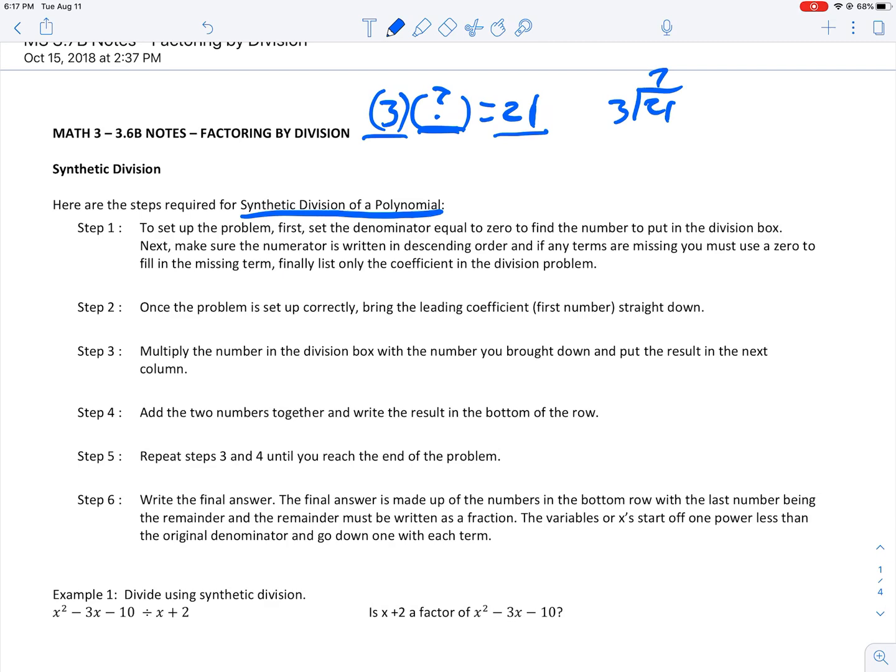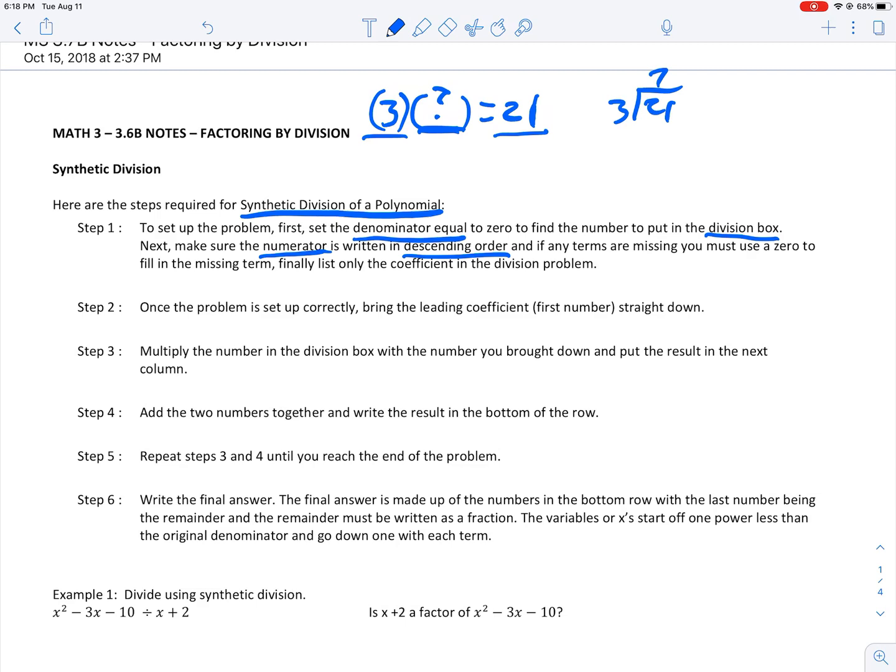To set up the problem, first set the denominator equal to 0. Whatever you're dividing by, you're going to find the root and set it equal to 0. We're going to put that in a division box, and I'll show you that in a second. Next, make sure the numerator is written in descending order. That means x to the third, x squared, x, constant. The powers need to descend in order.